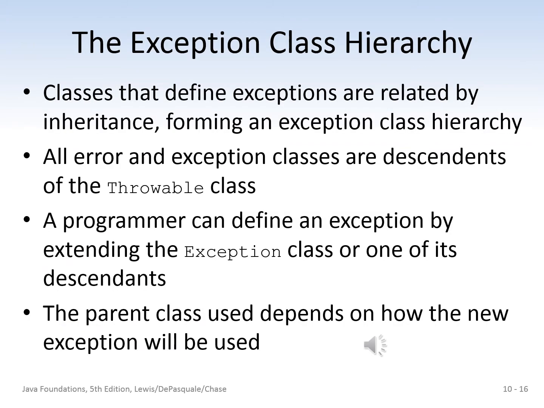There is an exception class hierarchy. Any classes that define exceptions are related by inheritance, and they're all descendants of the throwable class. A programmer can define an exception by extending the exception class or one of its descendants, and the parent class used depends on how the new exception will be used. And we're going to see the hierarchy in the next slide, so just hang in there for a second.